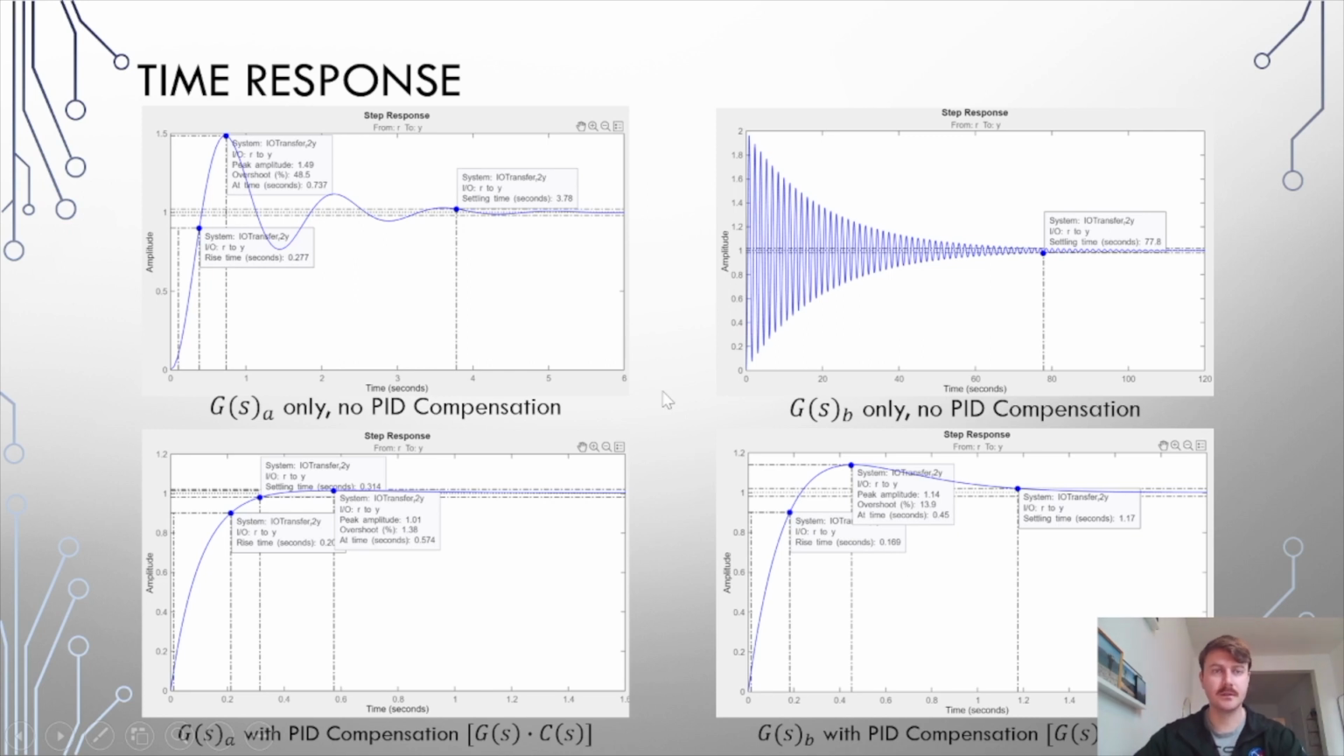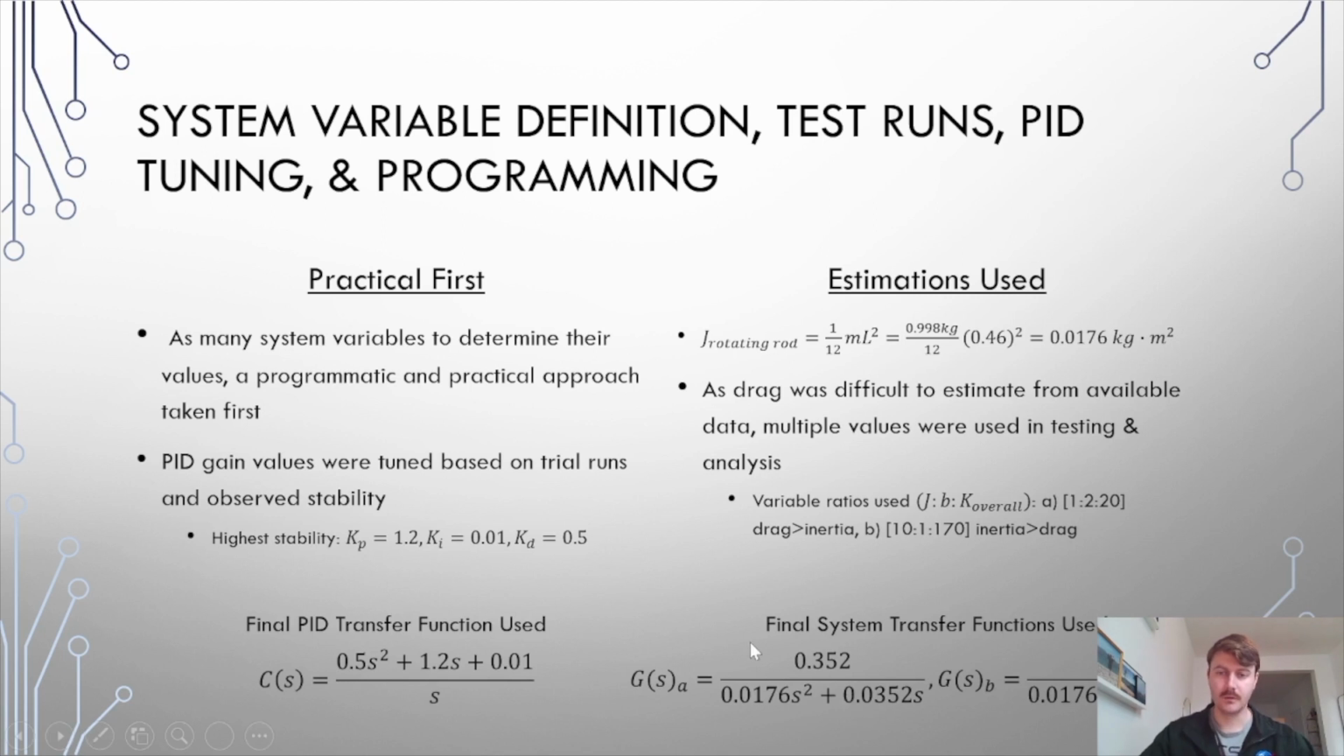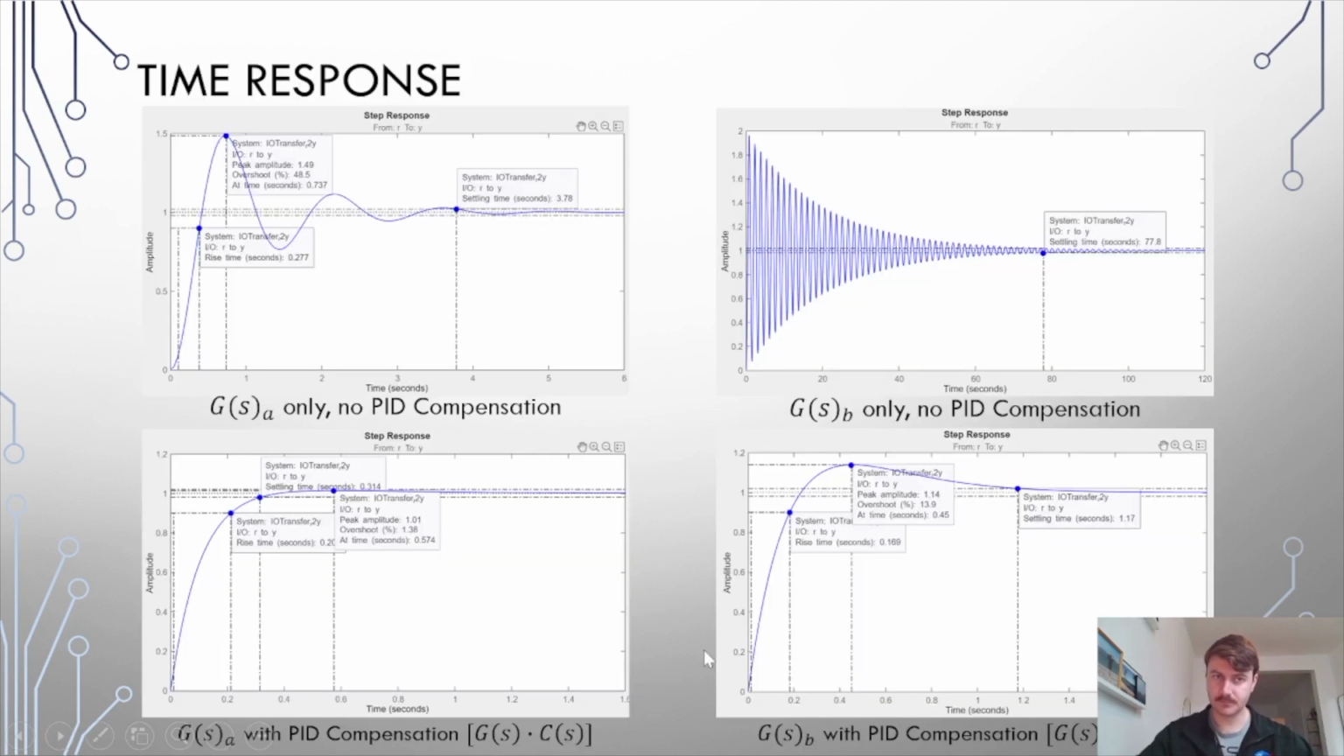So after that, I did some time response analysis on these, and you see here on the top left the time response of the first transfer function A, with the 1 to 20 ratio, and without the PID compensation. Although it's not terrible, it's a mechanical system, so there's a little bit of overshoot. It takes a little bit of time to be stable. We're trying to correct on a 4 millisecond time base, so a 4-second stability is just not possible or usable.